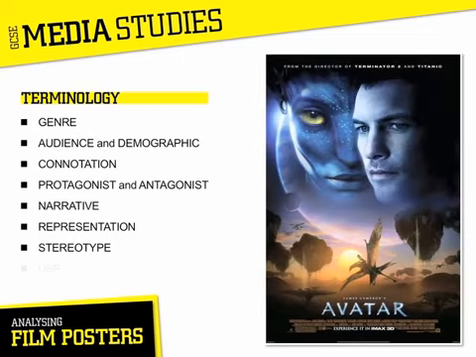A final term to get used to is unique selling point, or USP for short. This refers to a feature in a media text which makes it stand out or makes it different from other similar text. This poster for Avatar uses the blue Na'vi alien as a USP. Other Avatar marketing focuses on the large yellow eye of the alien to make the audience think there is something unique and different about this story.